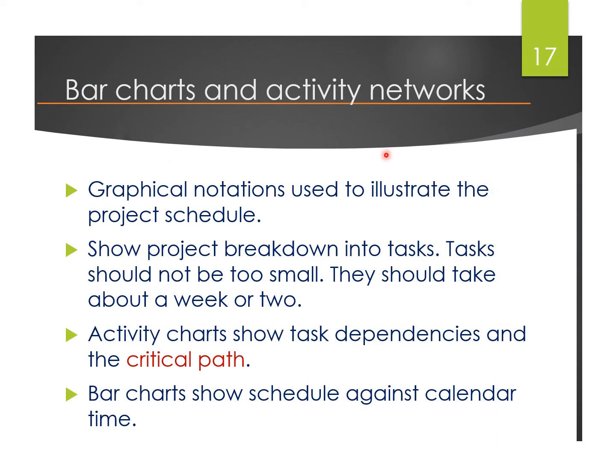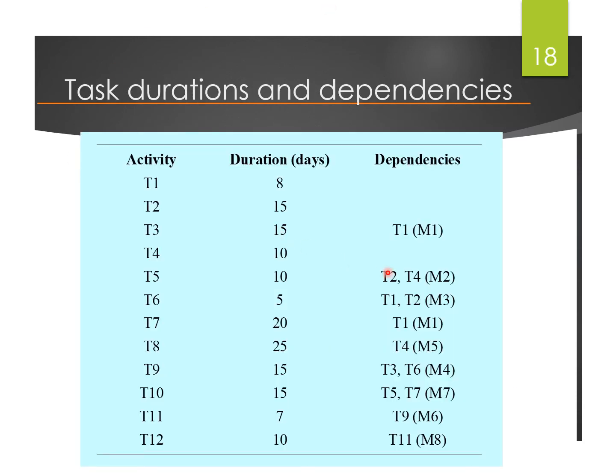It is a more graphical way of showing the project schedule. It shows the breakdown of tasks, okay. It shows the dependencies, and it shows the critical path, and also it shows the time needed, in terms of calendar time. So having this kind of view is more understandable to the project manager. So a simpler way is to show it in terms of tables like this.